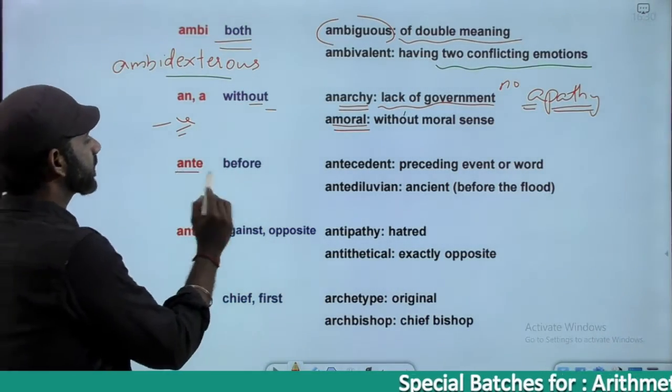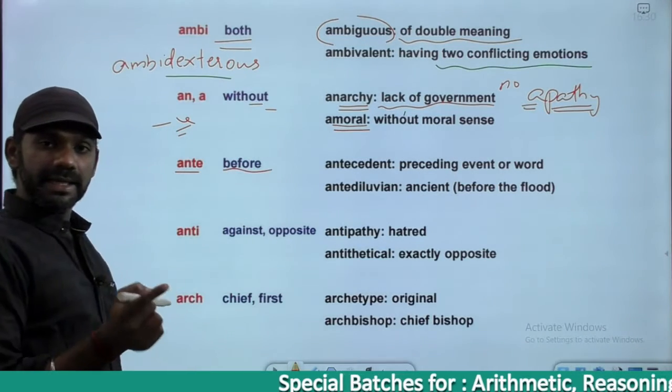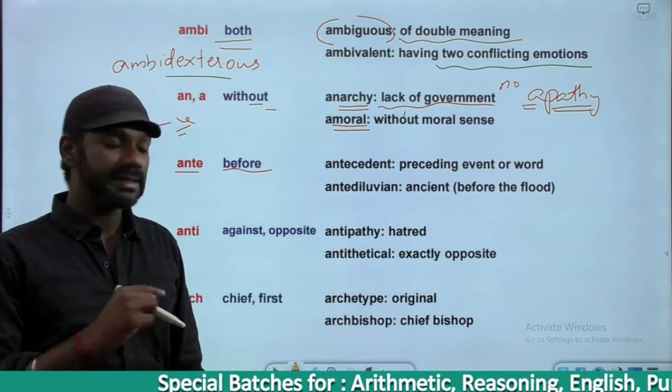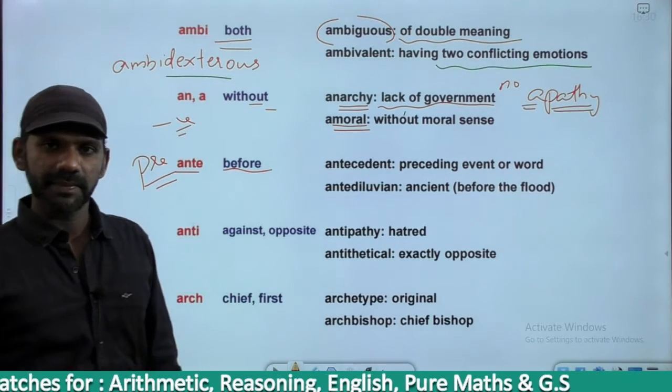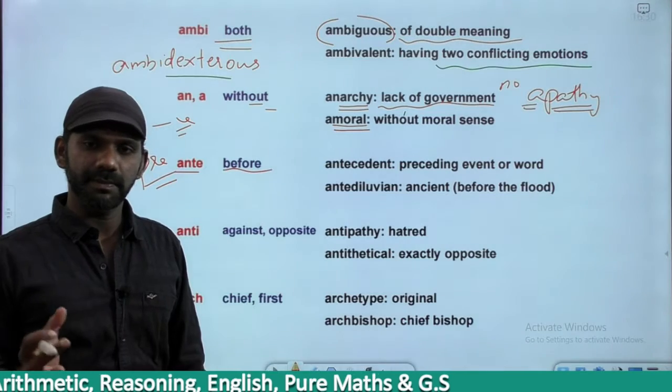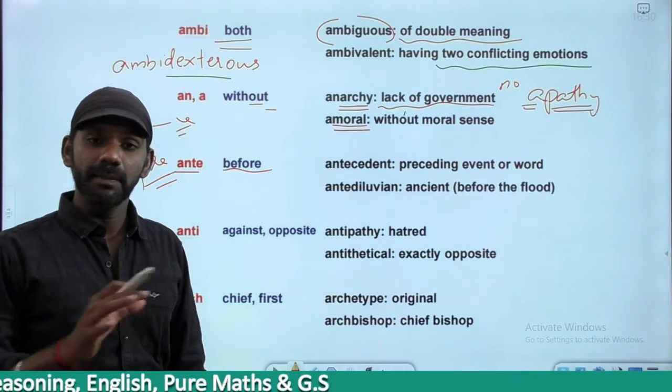A-N-T-E is a prefix meaning before, the same as P-R-E, pre. Pre-degree means before degree. Post means after. Pre and ante mean before, post means after.